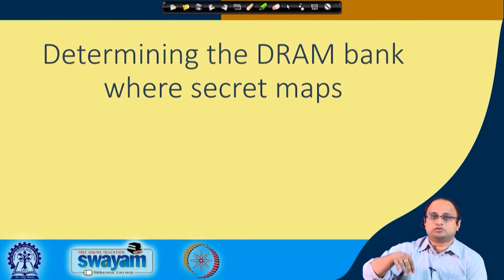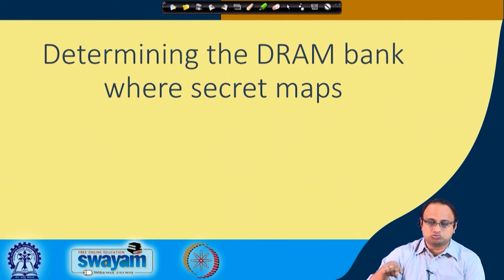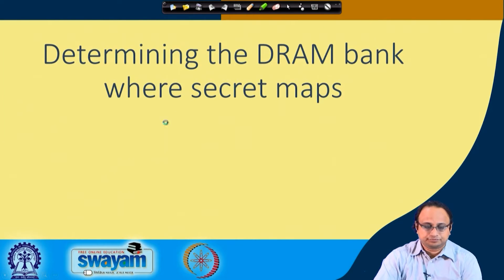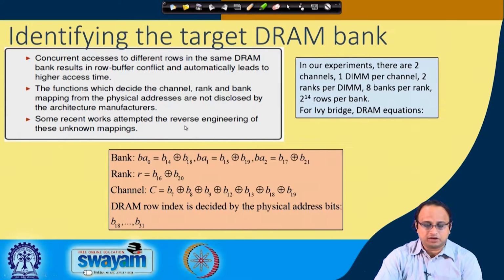So, in the first phase of the attack, you restrict the attacker to the DRAM bank, but now you also have to go to the same DRAM bank and do the row hammering operation. So, you need to do this reverse engineering. In order to identify the target DRAM bank, we will again use a prior result, shown in some of these equations, on how to get the bank number, the rank number, and the channel number from the physical address.